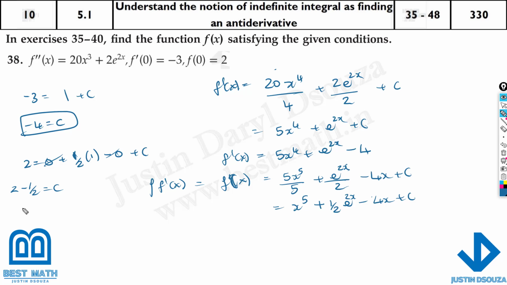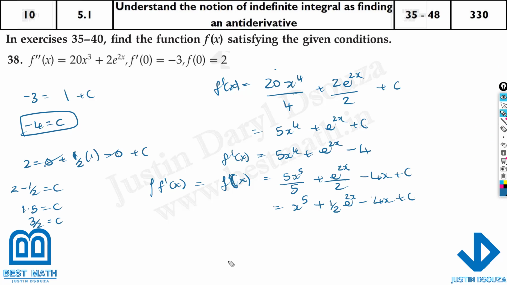What is 2 minus half? It's 1.5. But generally, we won't have 1.5 in the options. It'll be 3 by 2, because 3 by 2 is 1.5. Or you can just put 1.5 in the calculator. It'll give you the fraction form. That is 3 by 2. So here we go. We have to write this.